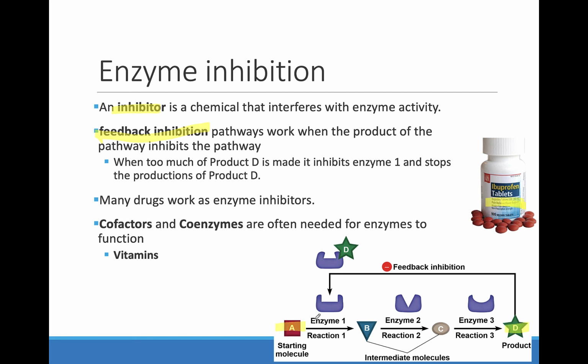Product D inhibits enzyme 1. So when the body has made enough of product D, it inhibits enzyme 1, which shuts down the pathway and stops making it. Eventually, when the body uses up all of product D, the inhibition stops and the pathway can resume making product D. Cofactors and coenzymes are small molecules that bind to enzymes and help them work properly. A lot of the minerals and vitamins in your diet are important because they assist enzymes in your body.